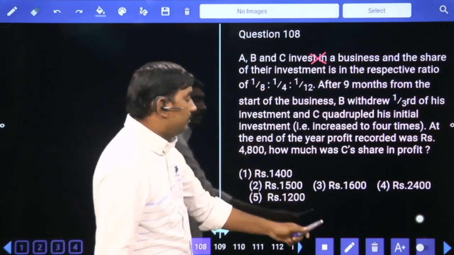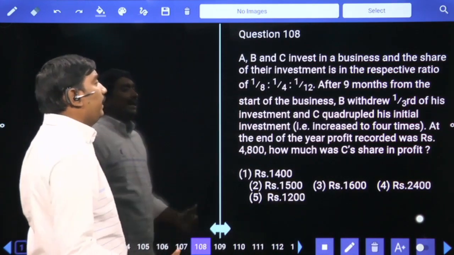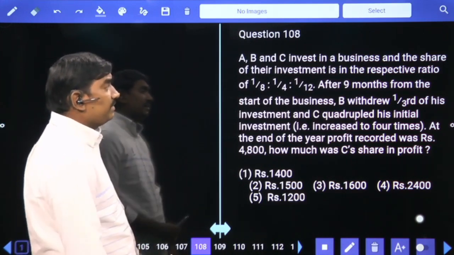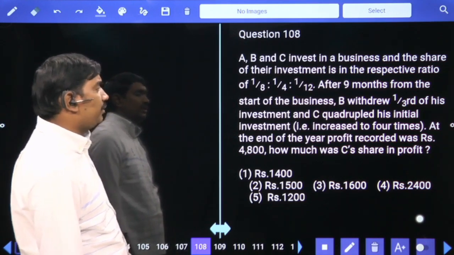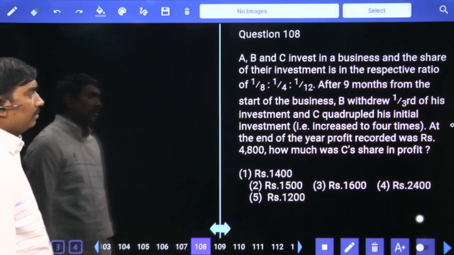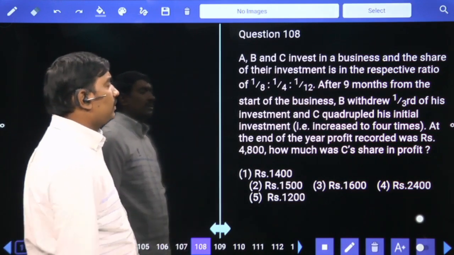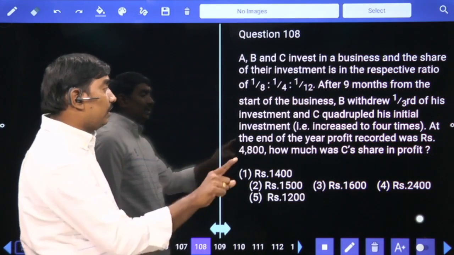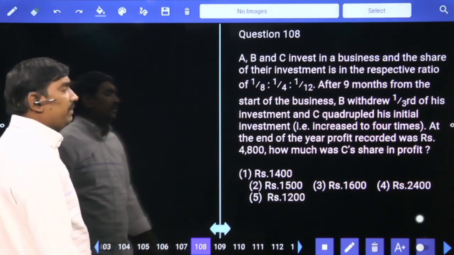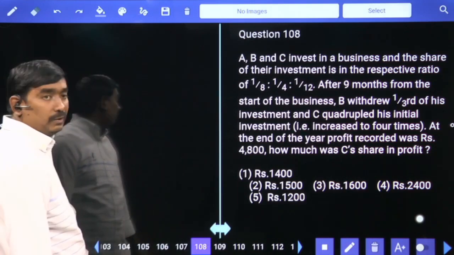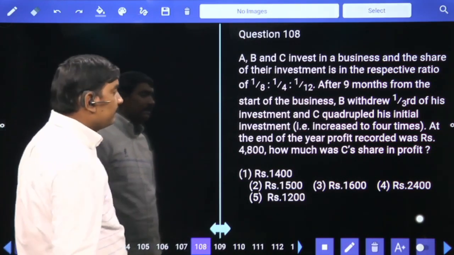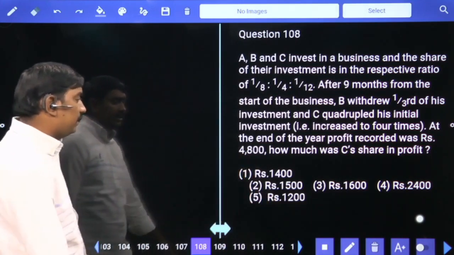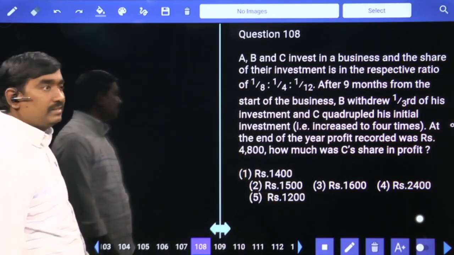Next. A, B and C invested in a business, and the share of their investments is in the respective ratio of 1 by 8 is to 1 by 4 is to 1 by 12. After 9 months from the start of the business, B withdrew one third of his investment and C quadrupled his initial investment. Quadrupled means increased to 4 times. At the end of the year, profit recorded was 4,800. How much was C's share?